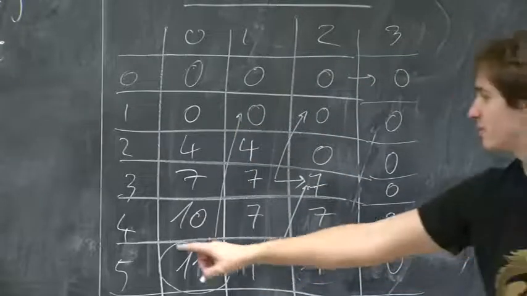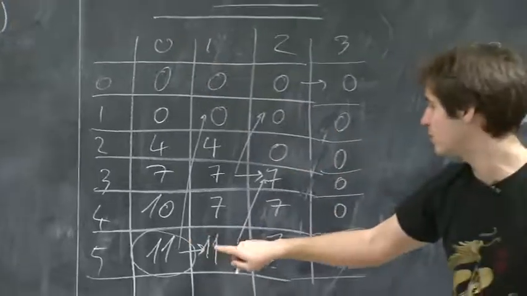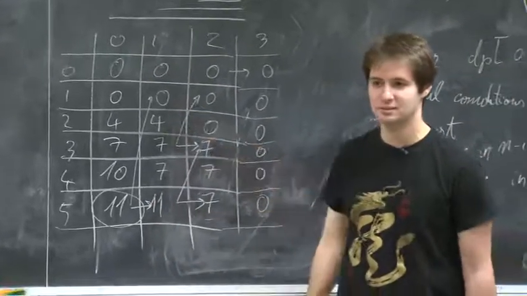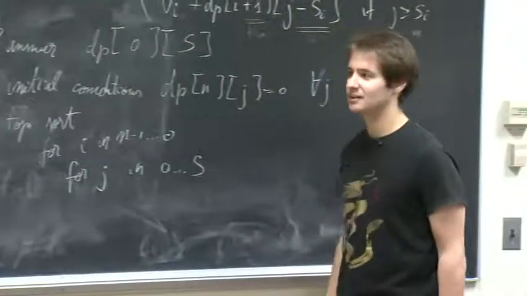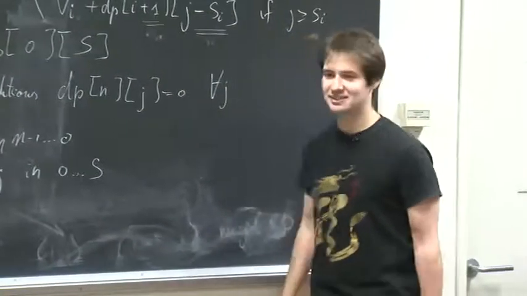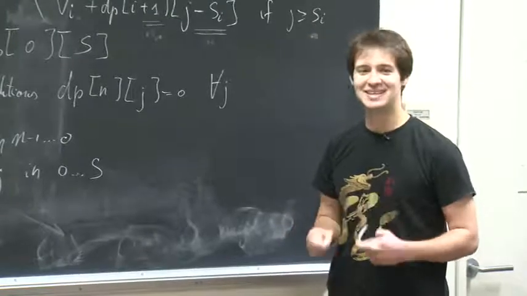So the first item weighs 4. So I need to look 1 right and 4 up when adding. OK, does this make sense? Please say yes.